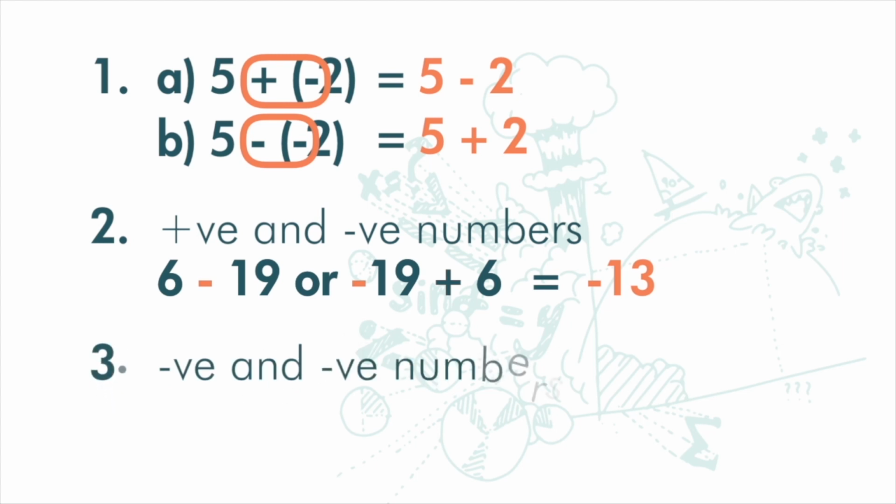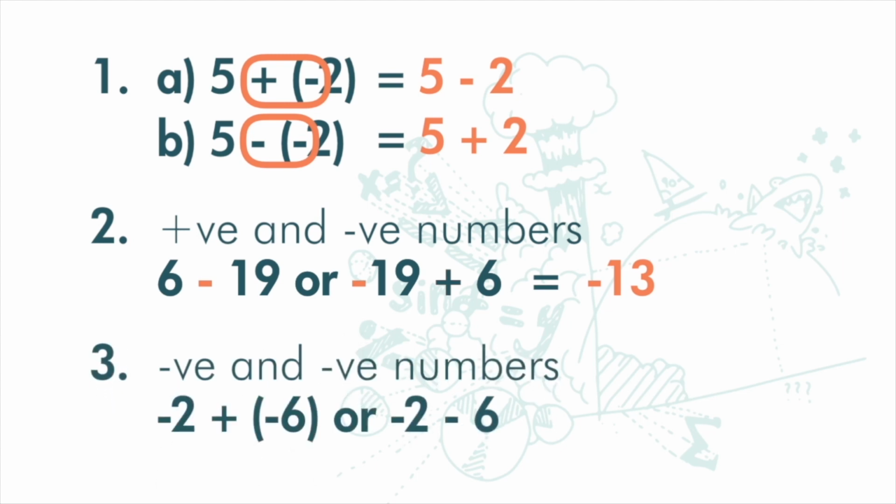When you see 2 negatives, for example, negative 2 plus negative 6 or negative 2 minus 6, we just add up 2 and 6 and keep the negative sign, which gives us negative 8.